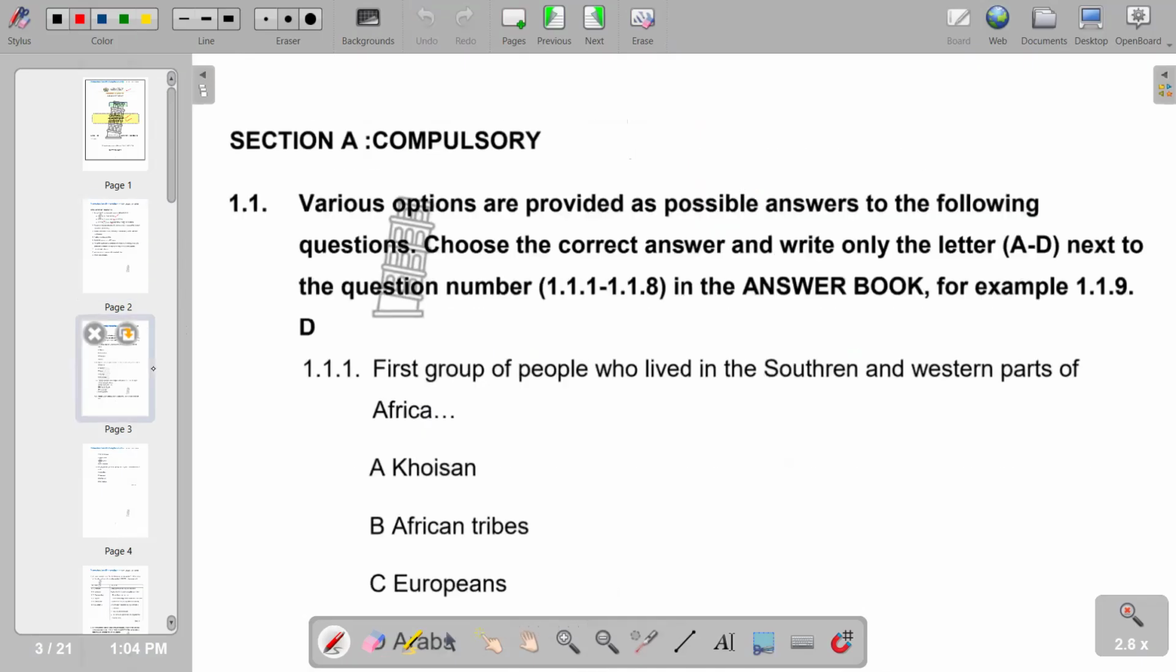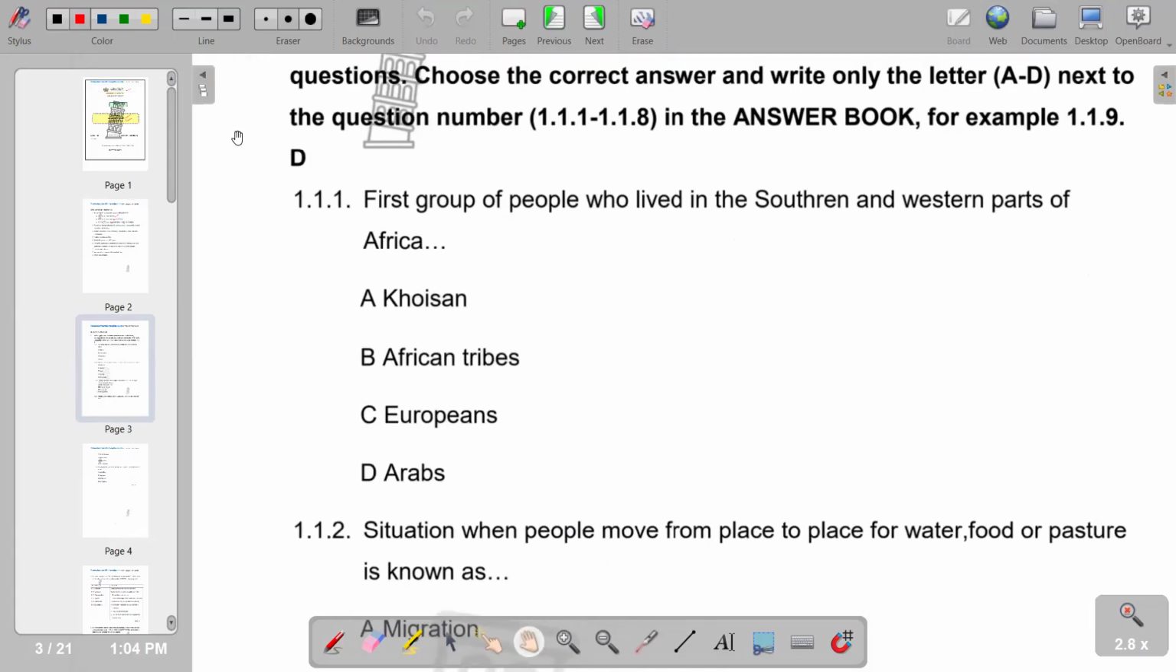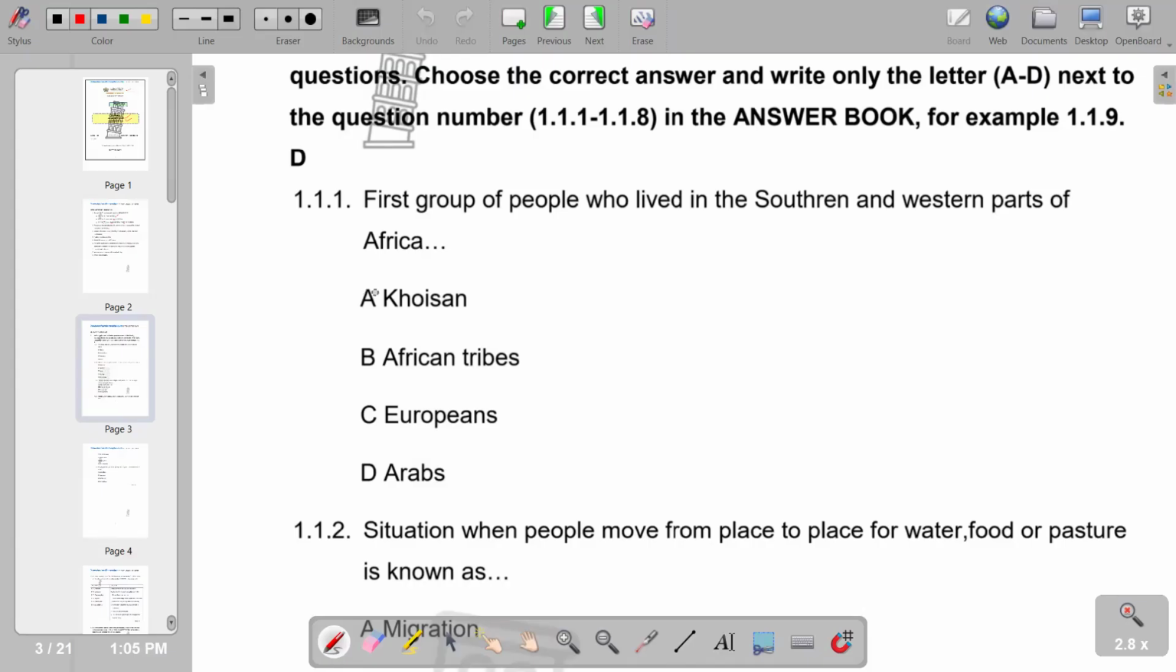Then on the first part, that is on section A, we are going to start with the first question. This is the multiple choice section, whereby it reads: a first group of people who lived in the southern and western parts of Africa. So these are the options that we have. That is from A to D, whereby we have got Khoisan, African tribes, Europeans, Arabs. So the correct response that we had according to what we have there is the Khoisan, which is A.